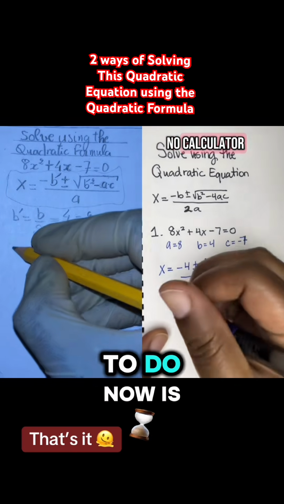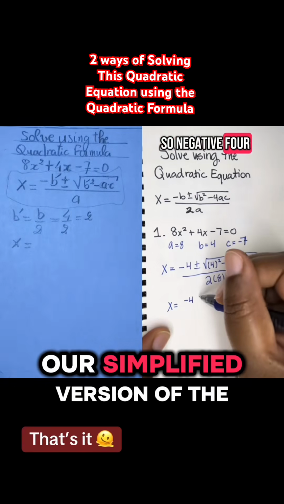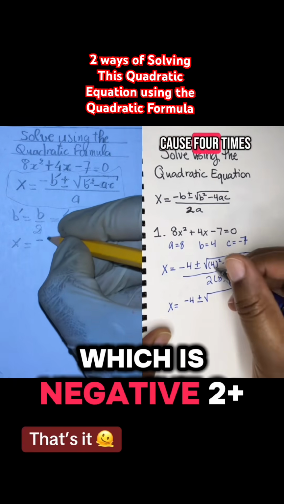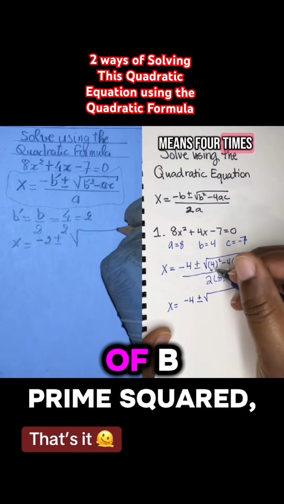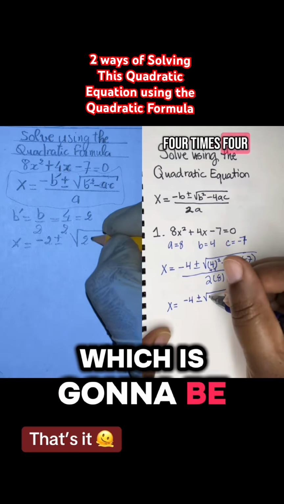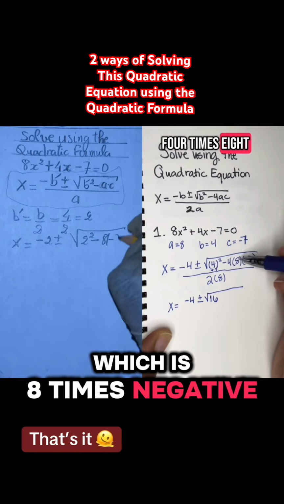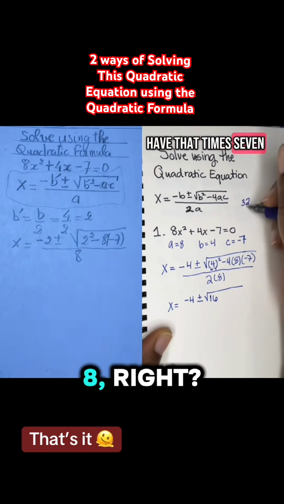So all we have to do now is plug our b prime into our simplified version of the quadratic formula, which is going to be negative b prime, which is -2, plus or minus the square root of b prime squared, which is 2 squared, minus a times c, which is 8 times -7, over a, which is 8.